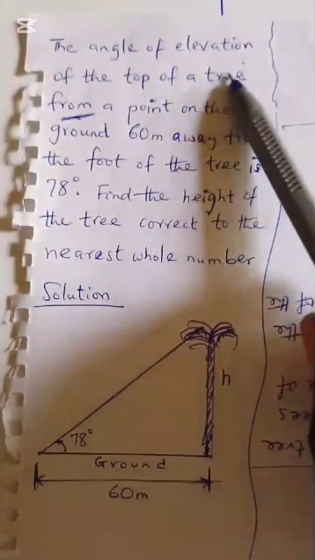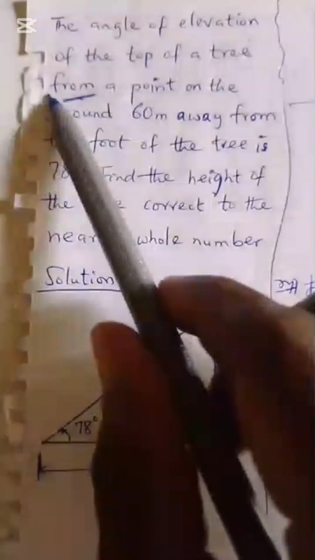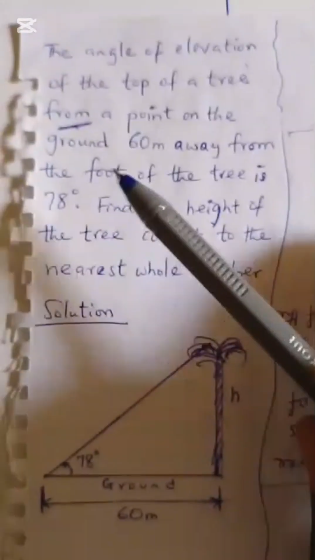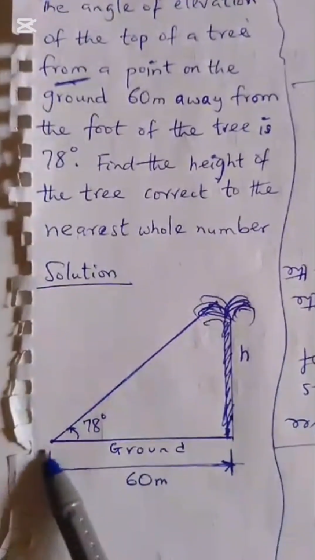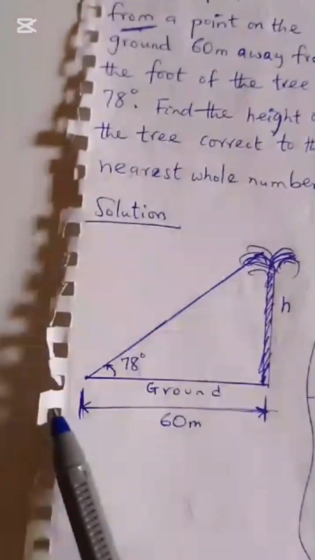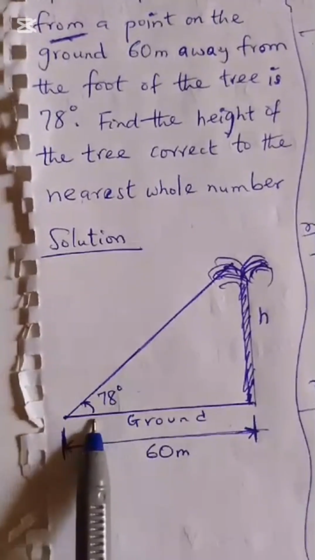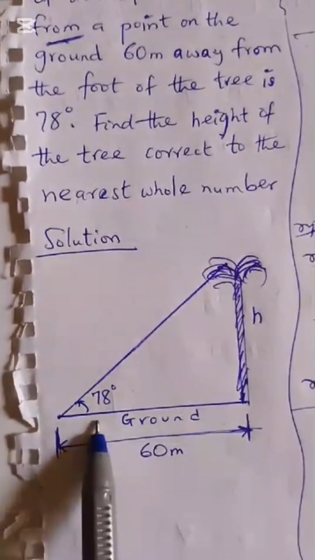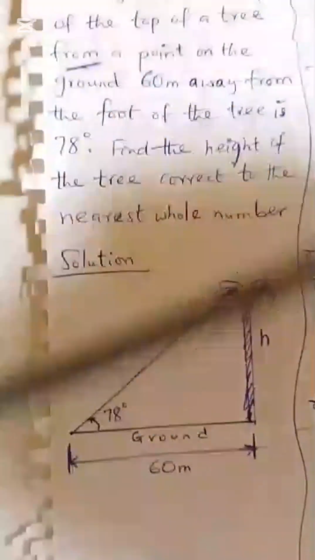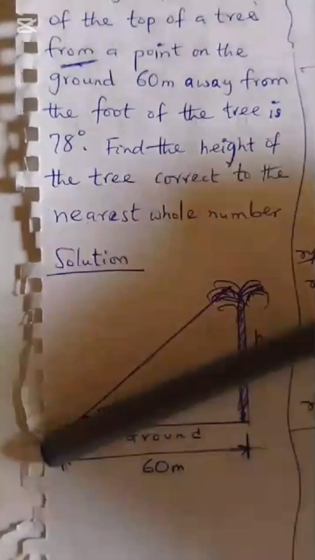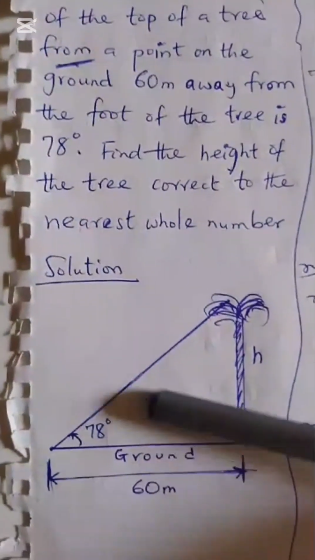So this is the top of the tree, this is our tree. From a point on the ground. So from where are we measuring or looking? From a point on the ground. So this is a point on the ground 60 meters away. If you are here, looking up, that is the angle of elevation. From here going up this way, the angle of elevation is 78 degrees. So that angle is 78 degrees.